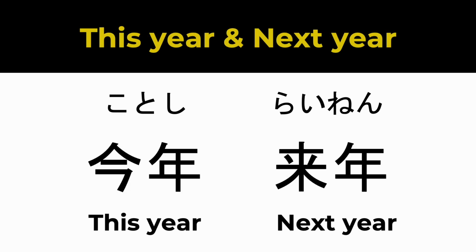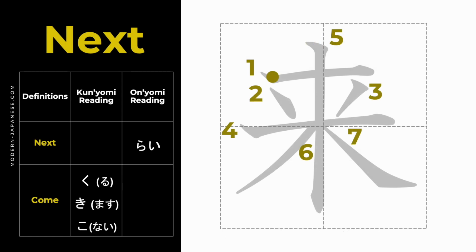Alright, now let's add one more word to your vocabulary. Next year. Remember, this year is kotoshi, and next year is rainen. 今年、来年。This rainen's rai is a kanji that symbolizes next or come. You can add the hiragana ru after it to say kuru, which translates to come.